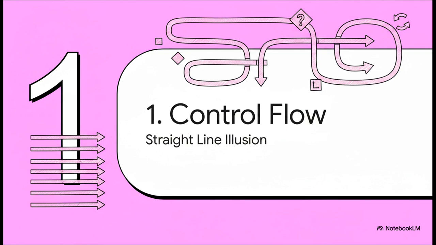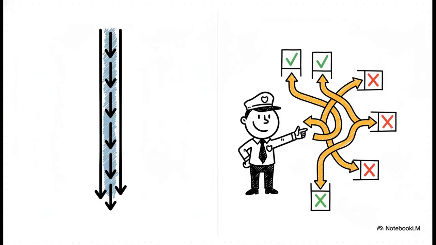The illusion of the straight line. You know, when you first learn Python, you're taught that it's an interpreted language. That just means it reads your code like a book, right? Sequentially, straight from top to bottom. Line 1, then line 2, then line 3. Simple enough. But here's the thing. Real-world logic is rarely a straight line.